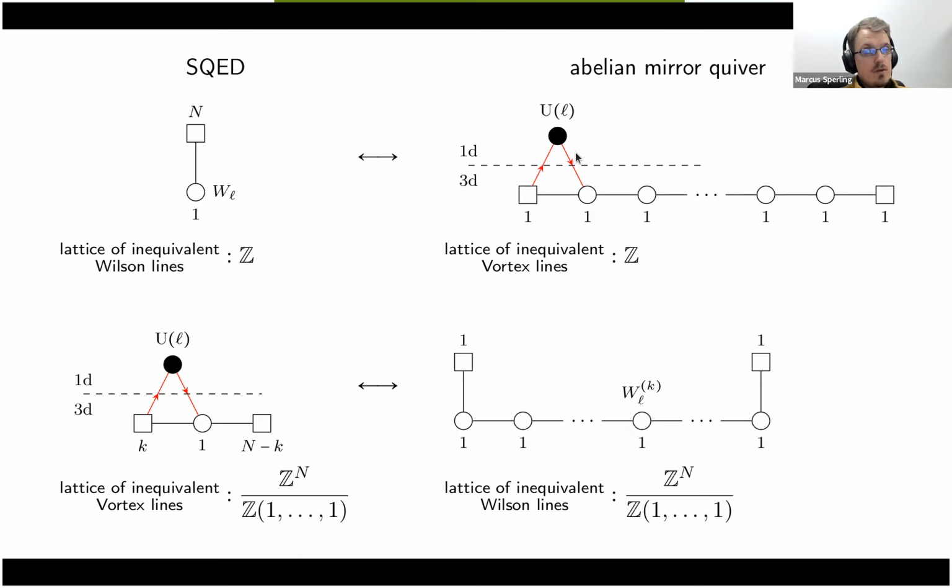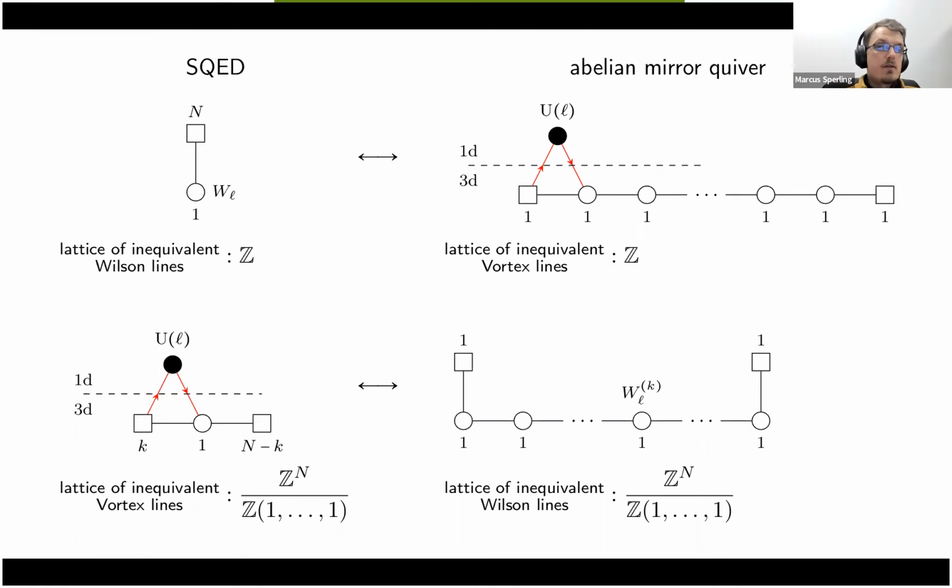coupling it to this one-dimensional supersymmetric quantum mechanics, where here this black dot is now a 1D unitary gauge field. So with U(L), L gives now the charge, and then you have these red fields here, which are basically chiral multiplets, which couple to the 3D, and then there's also coupling to one of the chirals in the N=4 multiplet. And this setup you can read up very nicely from a brane system.